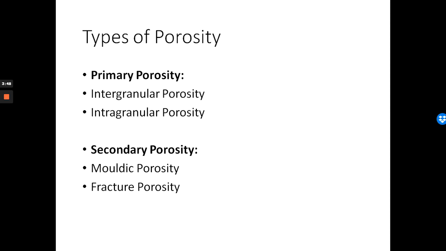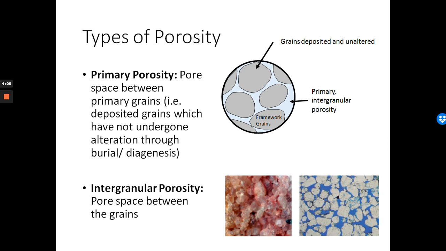So porosity in sedimentary rock comes in many forms, but you can actually classify them into two main types. First, you have what is called primary porosity, and then you have secondary porosity. So we go through this one by one. Let's look at primary porosity first. These are pore spaces between primary grains. What do you mean by primary grains? These are grains which were just deposited, and have not undergone any alteration through burial or diagenesis.